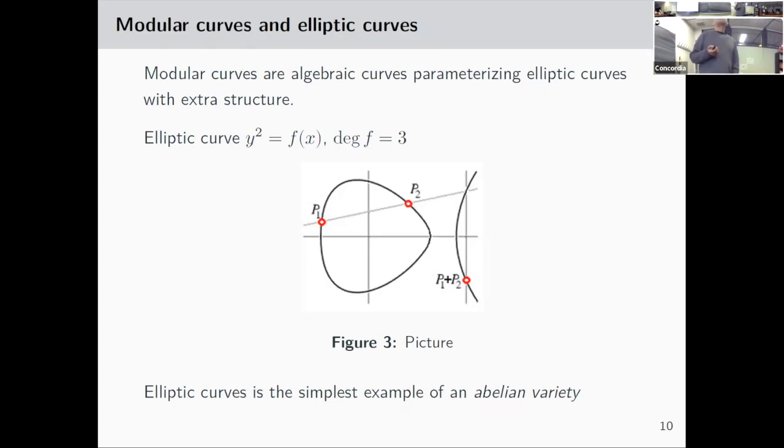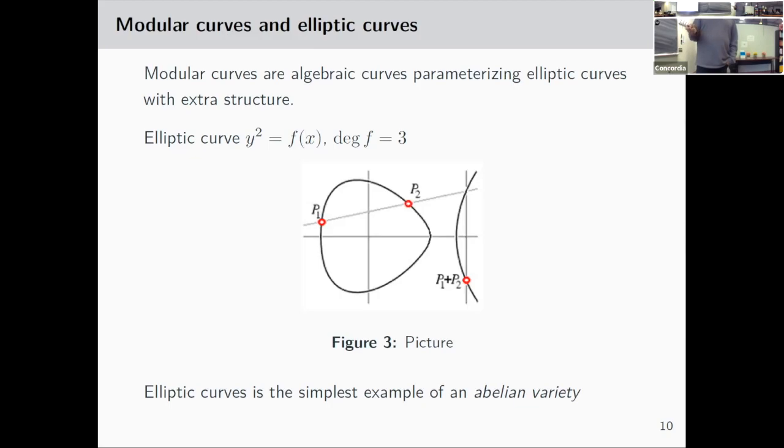And what are modular curves? Modular curves are algebraic curves that are parameterizing elliptic curves with some extra structure. So what is an elliptic curve? An elliptic curve is basically some equation y squared equals f(x), where the degree of f is 3. There's some minor condition about having distinct zeros, and that's the famous picture of an elliptic curve.